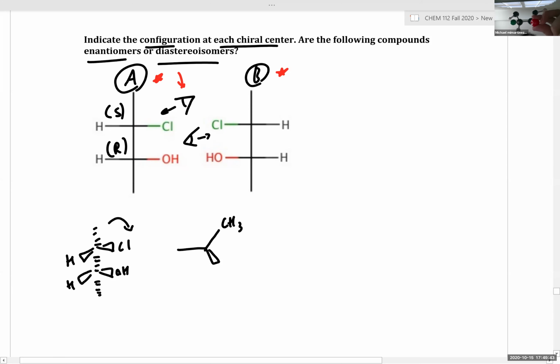So drawing what we see, we have our methyl group followed by our alcohol with our hydrogen in the back. We have our methyl group and our chlorine with our hydrogen in the back. It's almost as if we looked at the molecule from the side opposite to our hydrogens. That's another way of thinking about this.